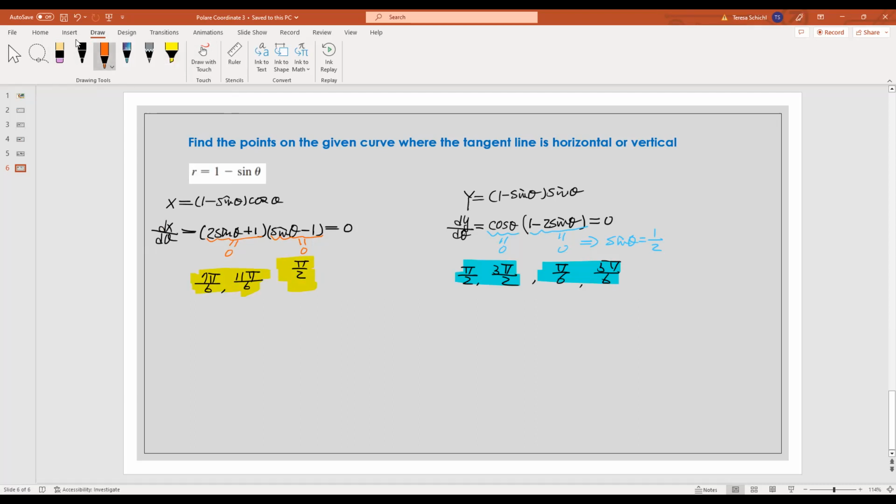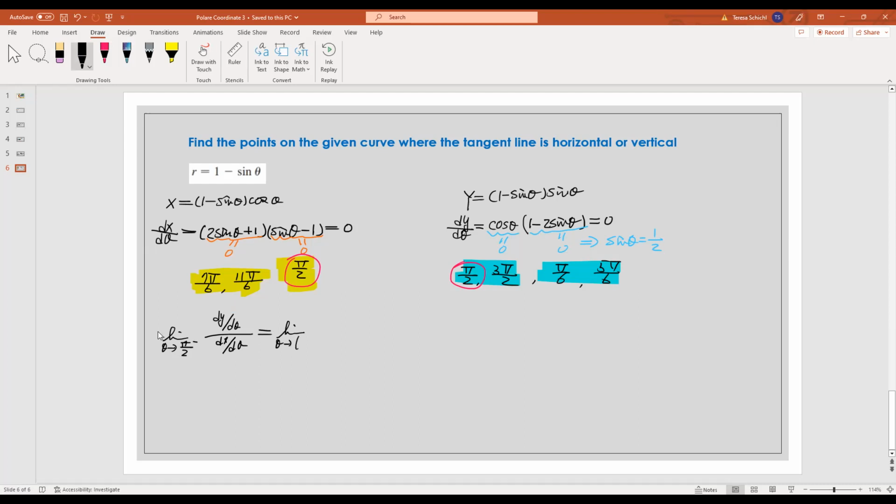So did you see what happens here? Oh, pi over 2 happens in both the horizontal and the vertical tangent. So which one is it? Okay, so what can I do? Well, let's take a look at when theta approaches pi over 2 from the left-hand side. Let's take a look at dy d theta over dx d theta. What is this value? Does it approach 0 or infinity?